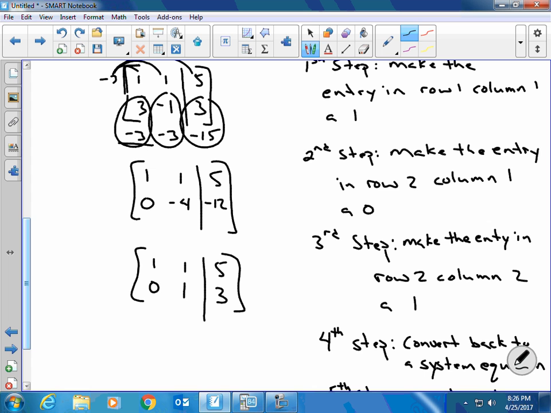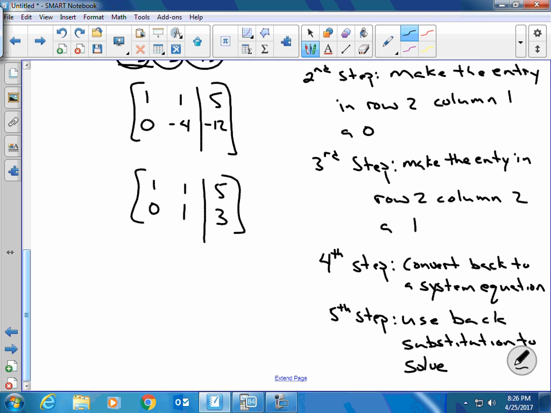Step 3, done. Step 4, convert this back into a system of equations. So remember what these represent. These are coefficients of x, of y. Remember I said this is kind of like an equal sign, and this is my constant. So that first row says x plus y equals 5. Second row says 0 x's plus 1 y equals 3. I now know what y is. y is equal to 3.